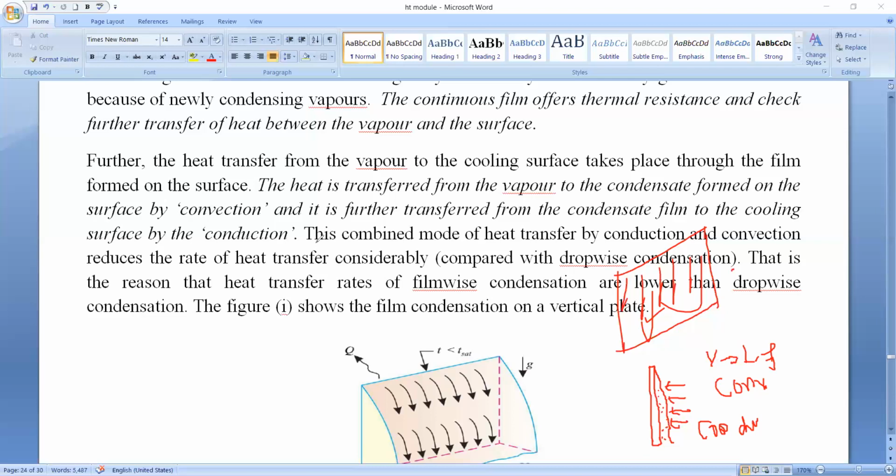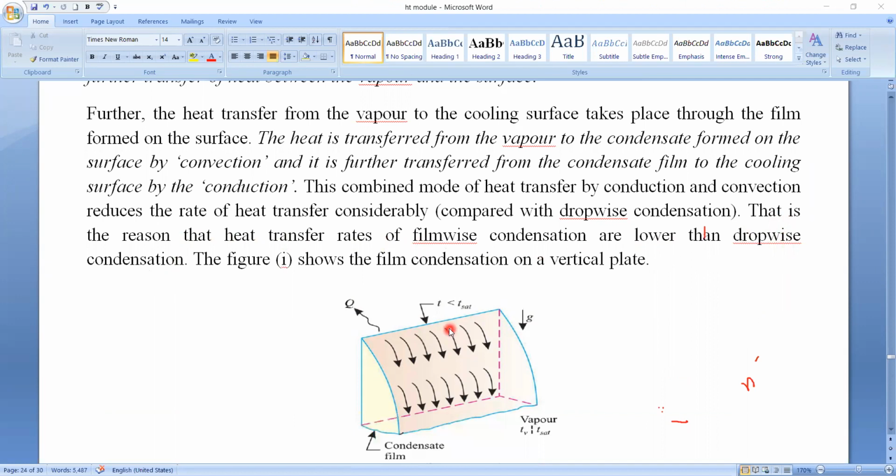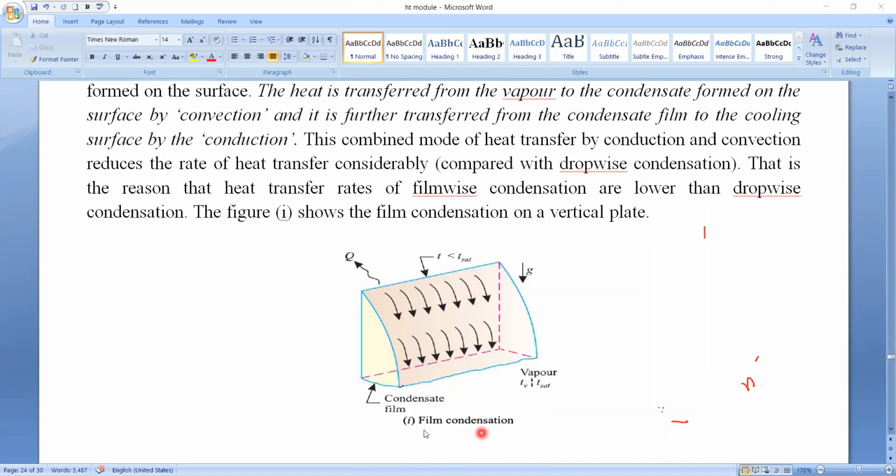This combined mode of heat transfer by conduction and convection reduces the rate of heat transfer considerably compared with the dropwise condensation. That is the reason the heat transfer rates of film-wise condensation are lower than that of dropwise condensation. So the film-wise condensation is shown in figure number 1.